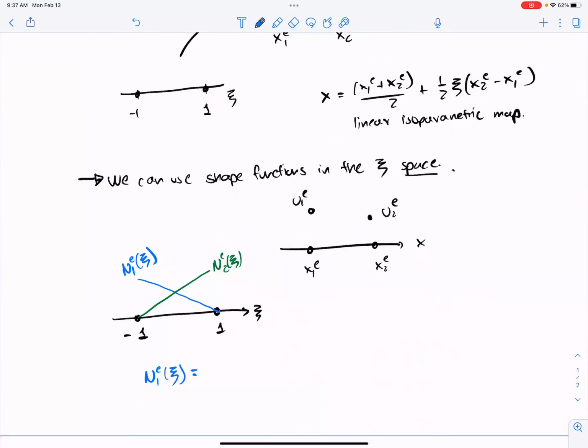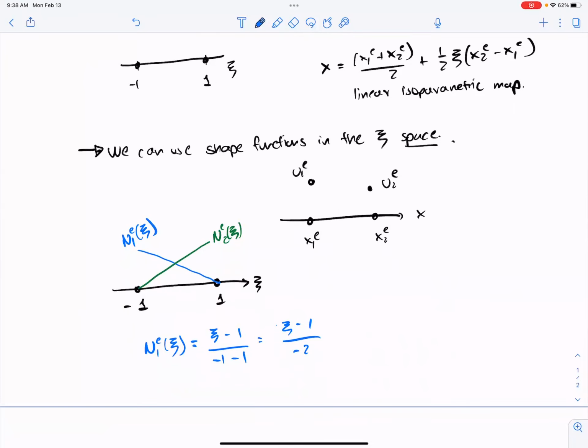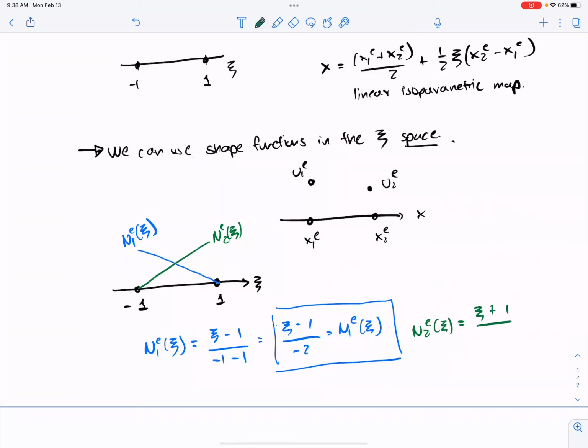So this one is always (xi minus 1) over (-1 minus 1), so over -2, always. And the other one is (xi minus -1), which is xi plus 1, over 2.